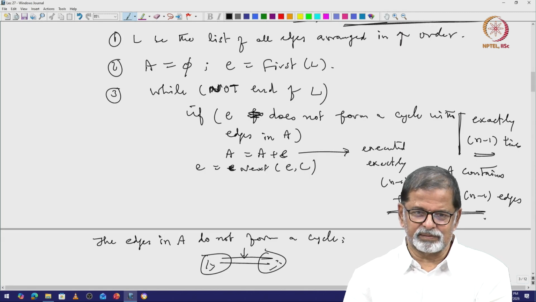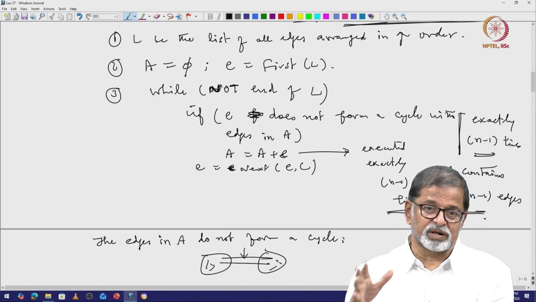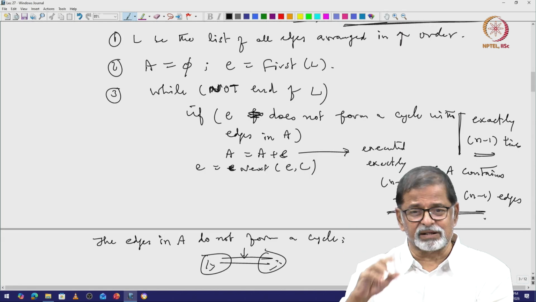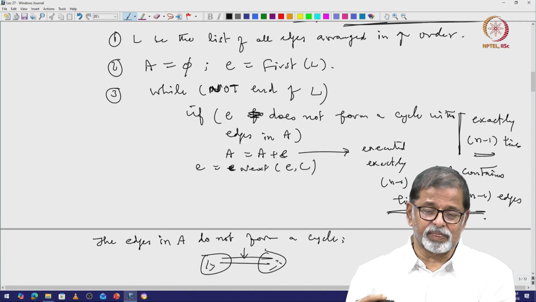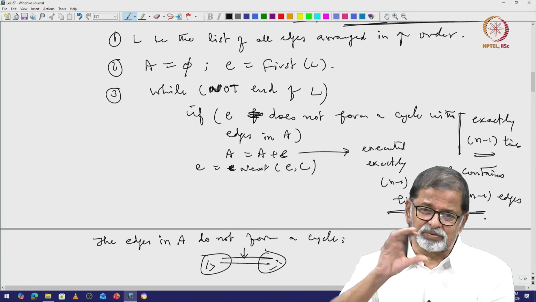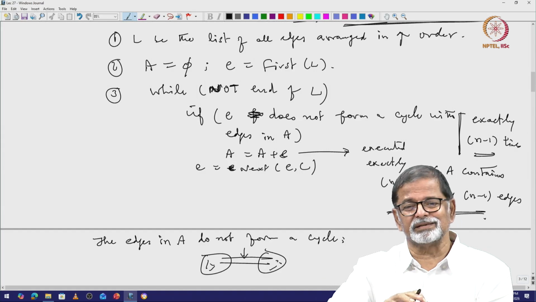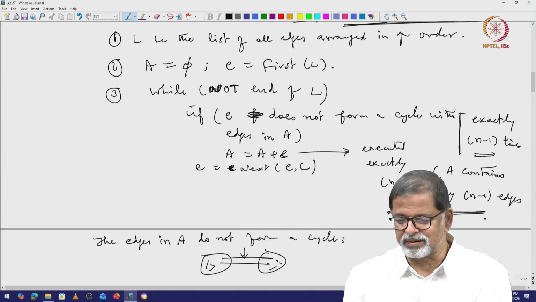It should not form a cycle. If it forms a cycle, we are ignoring it. So, there is a beautiful way in which to check whether it is going to form a cycle or not.